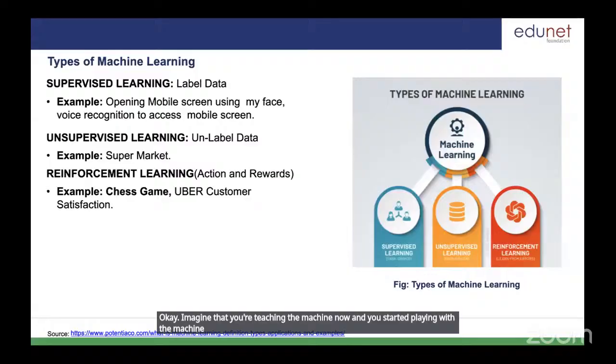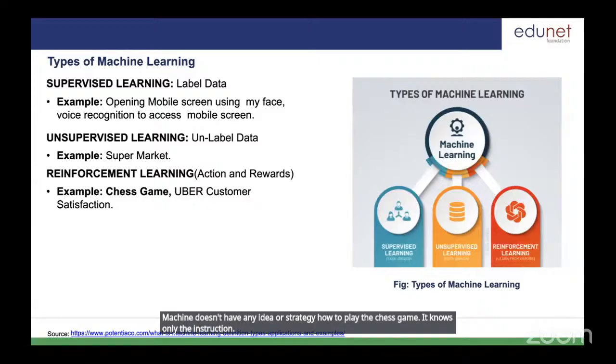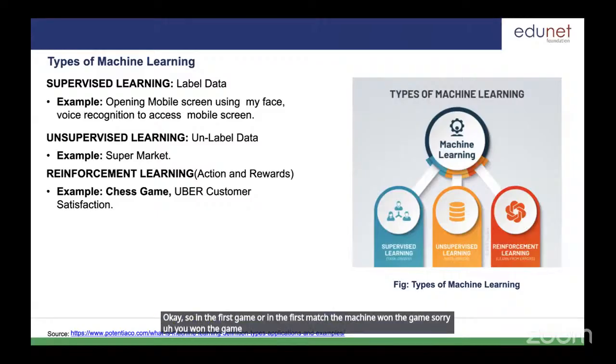Now in game one, you started playing with the machine. What happens? You took 3 to 4 steps and you easily defeated the machine. Why? Because the machine doesn't have any idea or strategy how to play the chess game. It knows only the instruction. So in the first match, the machine won the game. Sorry, you won the game. Now again, the second game you'll play. In the second game, you're going to use 7 to 8 steps, and again you're going to defeat the king.